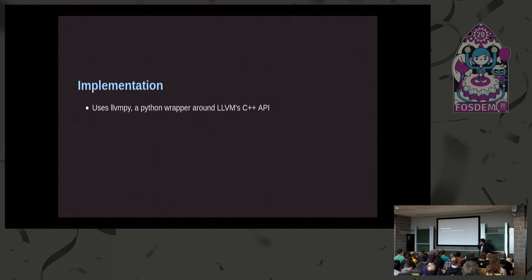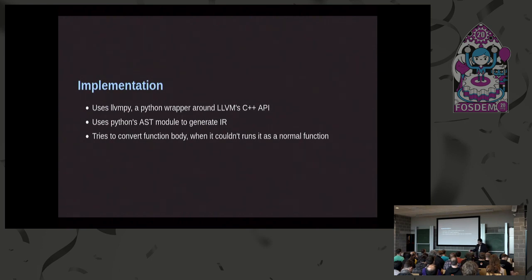They use something called LLVM Py, which is a wrapper library around LLVM's C++ API. They use the Python AST module instead of bytecode, which is more suitable, in my opinion. They try to convert the function body, and if they see something that can't be converted, they raise an error, and if they catch that error, they return the normal function. If they don't see that error, they just return the JIT function, and they infer the types.